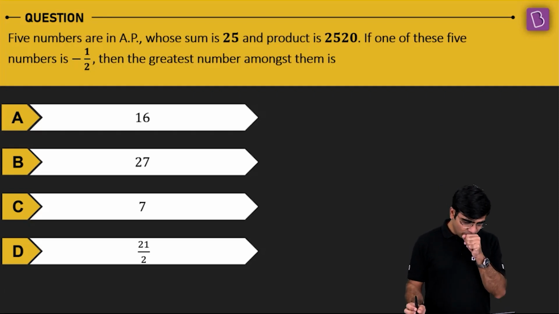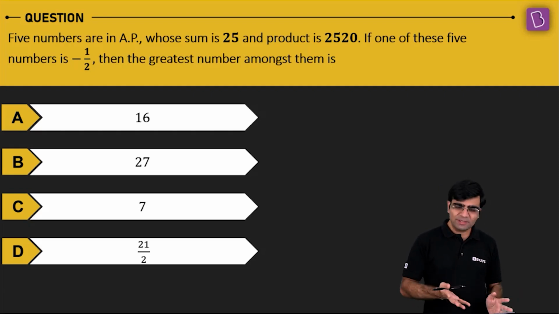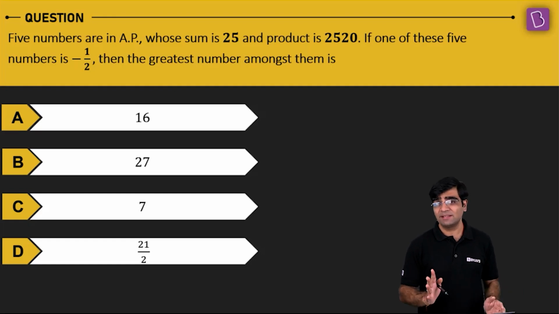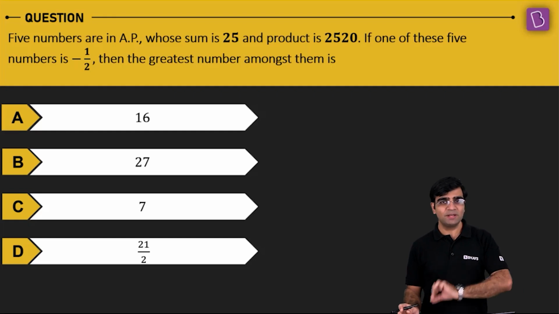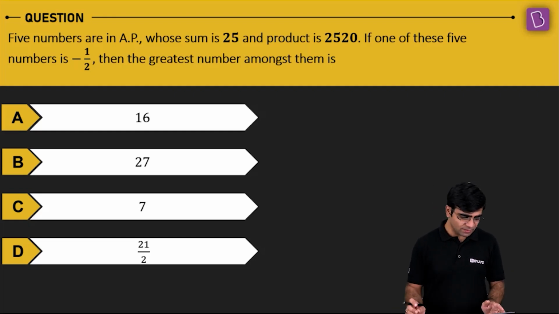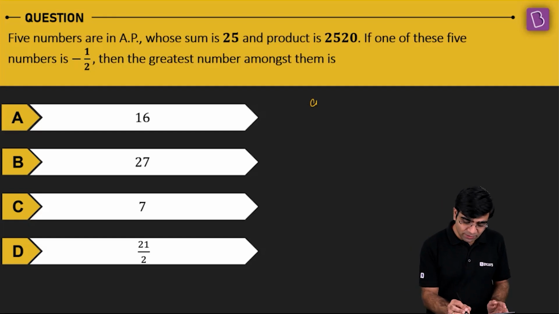All right? Okay. So if there is only one concept involved, the chances are very high the question will be really simple, right? So you have to make sure that these marks are definitely into your pocket. Let's begin with it. 5 numbers are in AP. So whenever we take the assumption for 5 numbers, we do it as a minus 2d, a minus d, a, a plus d, a plus 2d.